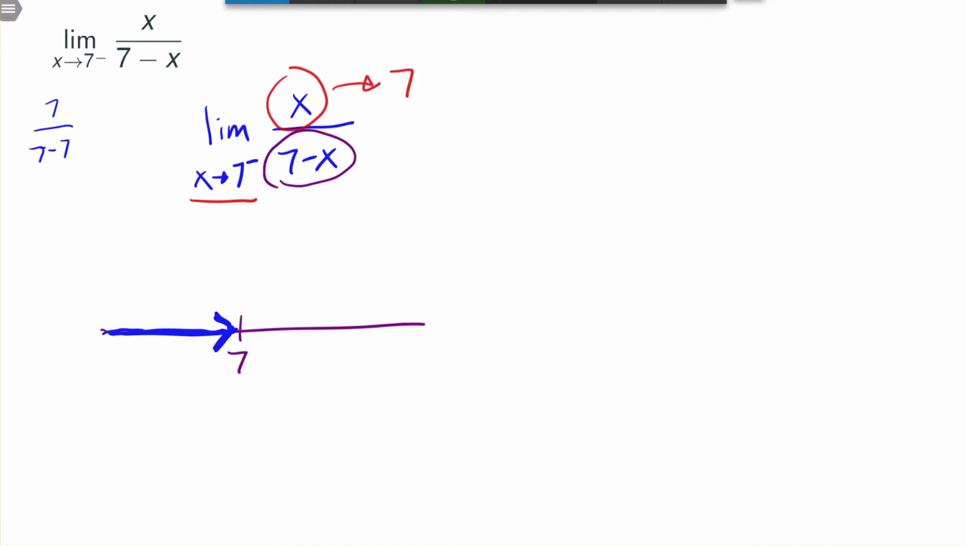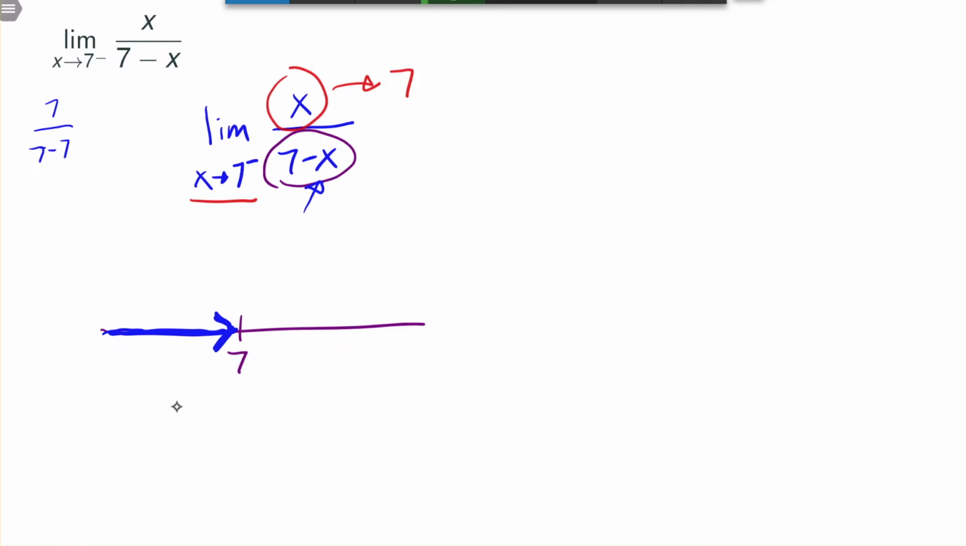So that means it's like 6.5, 6.6, 6.9, 6.999, 6.999. All the numbers very close to 7. But since from the left side of 7 is all less than 7, right? So x is approaching 7, but from the left side, which means that 7 minus this x will always give us a very small number.